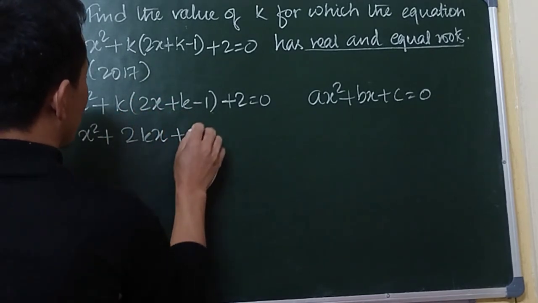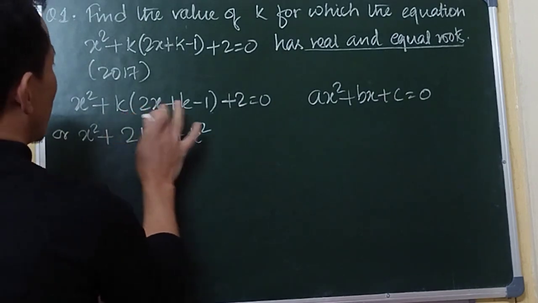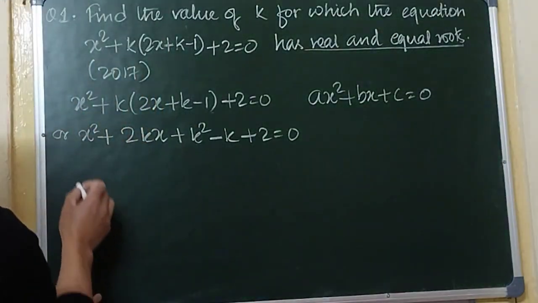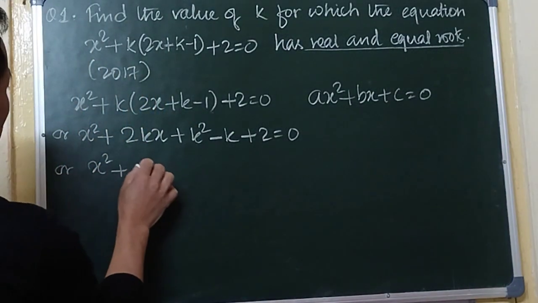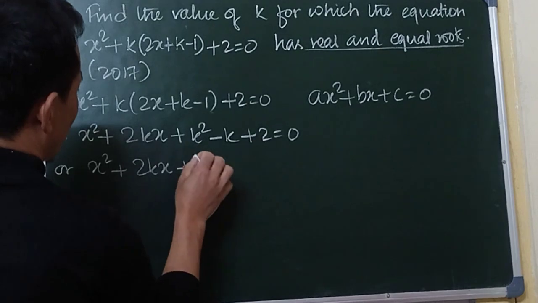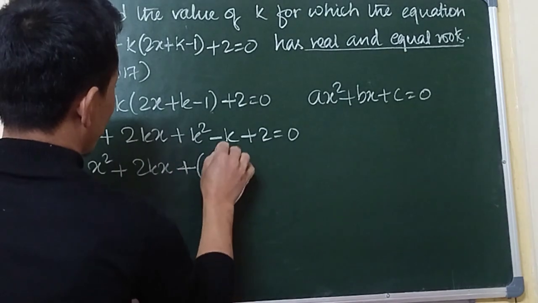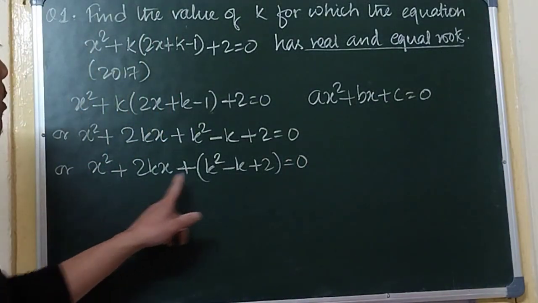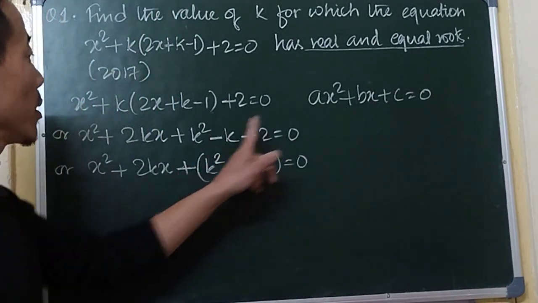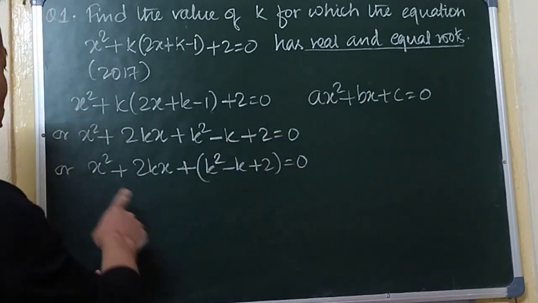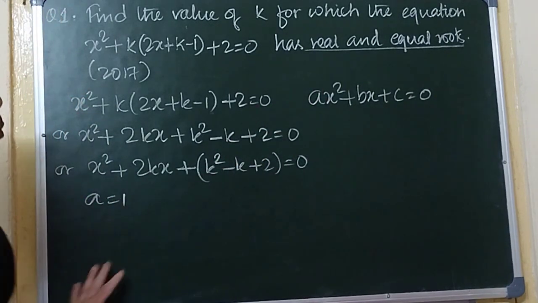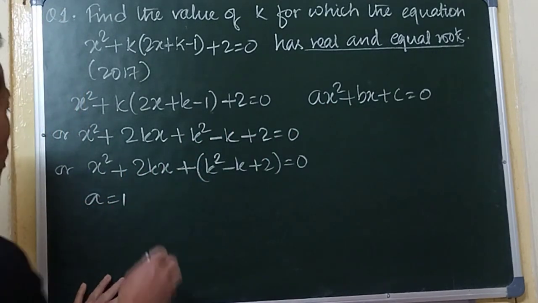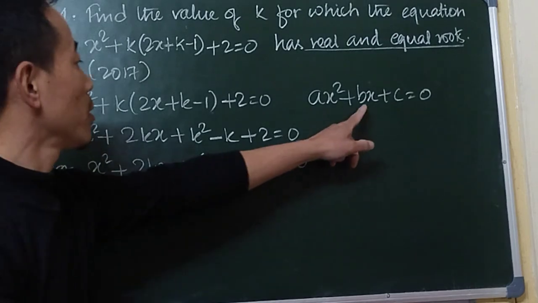k times k becomes k square, k minus 1 becomes minus k, then we have this plus 2 equals to 0. Or you can say x square plus 2kx plus this term, that is k square minus k plus 2 equals to 0. Now if you compare it with this equation, this equation and this equation now looks similar. So here the value of a will be equal to 1, x square, the coefficient is a. So here x square, the coefficient is 1. So a is 1. So the value of b, the coefficient of x here is b.